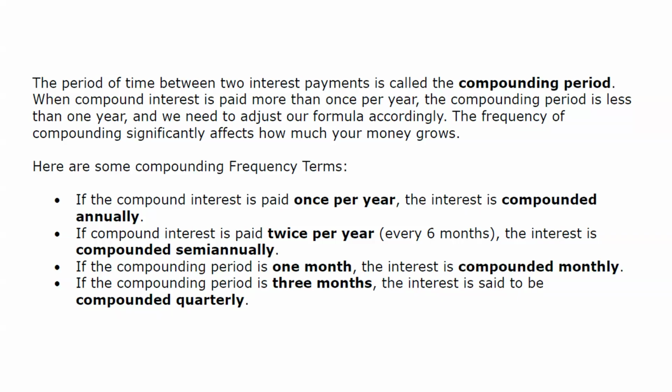So here are some compounding frequency terms. If the compound interest is paid once per year, the interest is compounded annually. If the compound interest is paid twice per year, so every 6 months, we say the interest is compounded semi-annually. If the compounding period is 1 month, the interest is compounded monthly. And if the compounding period is 3 months, the interest is said to be compounded quarterly.